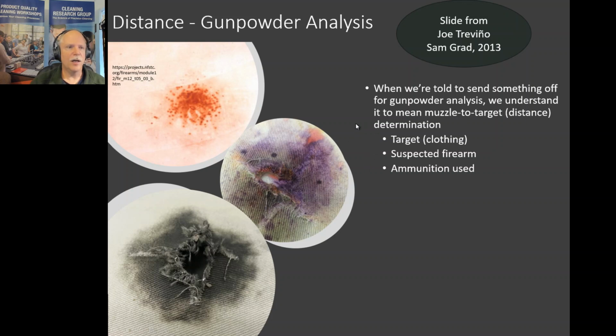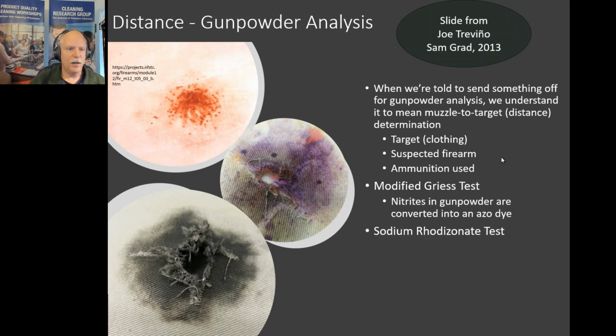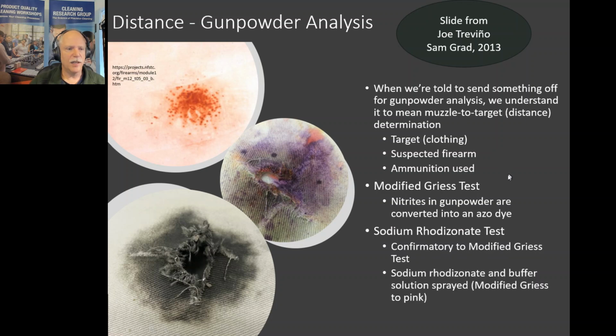And so in terms of looking at clothing, he says this is almost always the case. It's the muzzle to target determination. And so they're looking at the spread of the gunshot residue to determine how far away the target was when the firearm was fired. And so then the sodium rhodizonate test, this is what we just saw here. The rhodizonate buffer sprays makes it pink, and then you can spray on some hydrochloric acid and it changes that pink color to a blue-violet color.